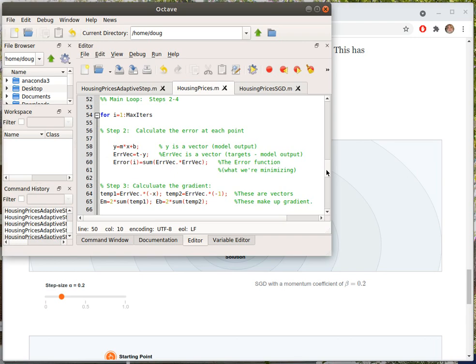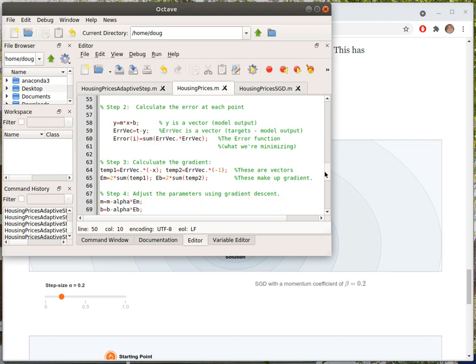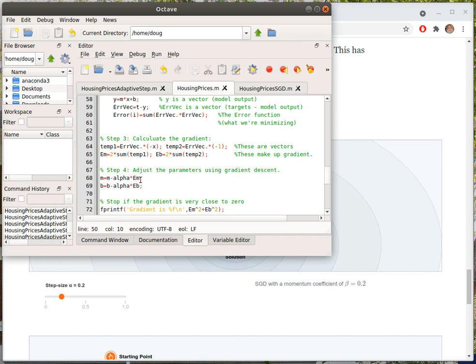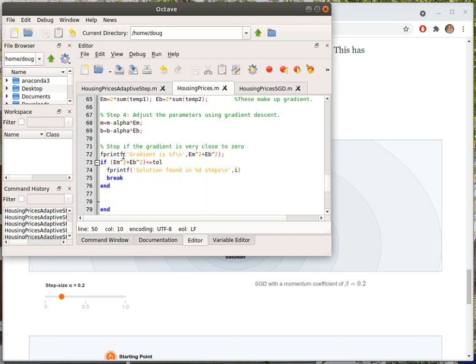And so that is the gradient. The gradient is made up of e_m and e_b. This is a vector in R2. And so now we just adjust the parameters using gradient descent, and that's it. Just keep repeating. Notice that I put in a stopping criterion. That is, if the gradient is very close to zero, we'll bail out of our loop.